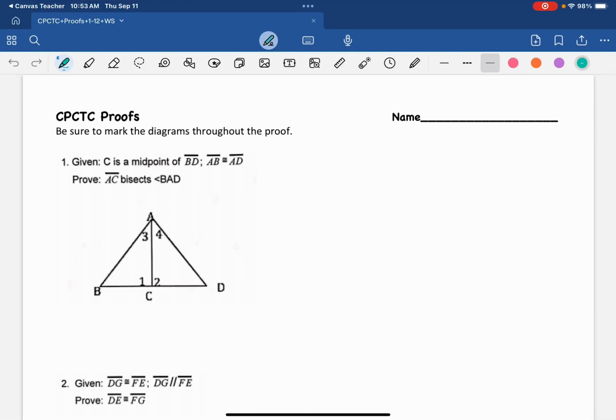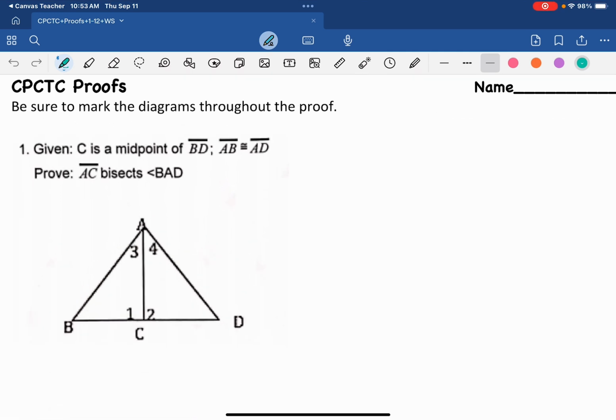Okay, we're going to look at some CPCTC proofs. Remember that CPCTC stands for corresponding parts of congruent triangles are congruent. So after we prove that triangles are congruent, all of their other pieces that are corresponding are also congruent to each other. Now, on a proof like this, we're going to start with number 1 here.